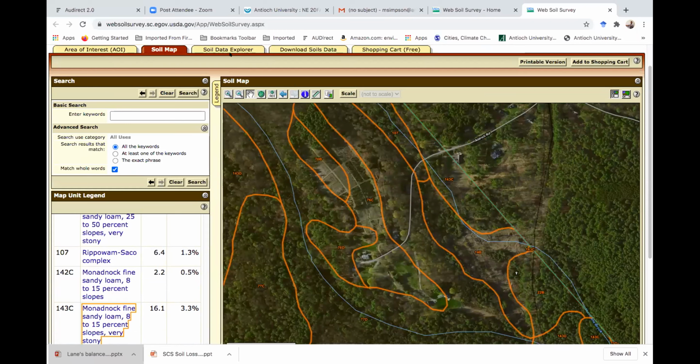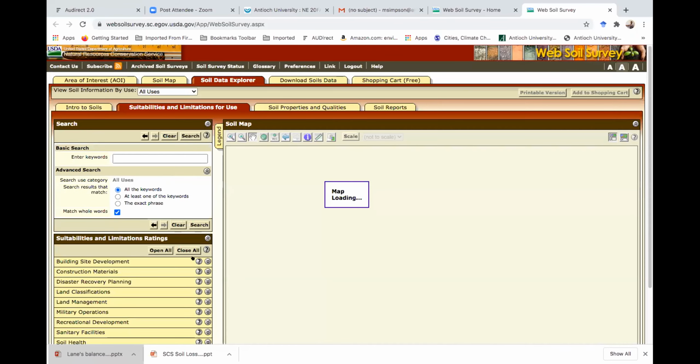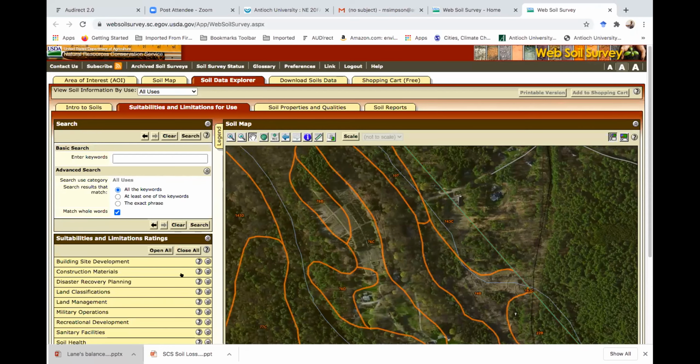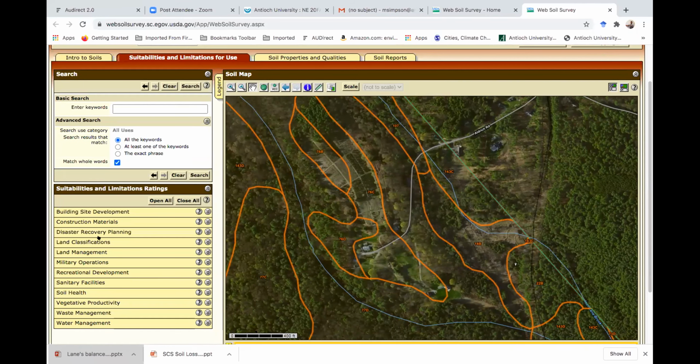And then I can go to Soil Data Explorer. And if you look down on this little table here, it has a lot of details. And these are big tables that are found in the back of the soil survey. It gives you soil appropriateness for building, construction, disaster recovery. It gives you soil based on land classification, land management. What's the best land management? Is it appropriate for military operations? Sanitary facilities, what that means is septic systems.